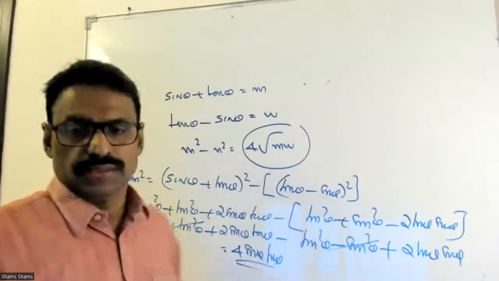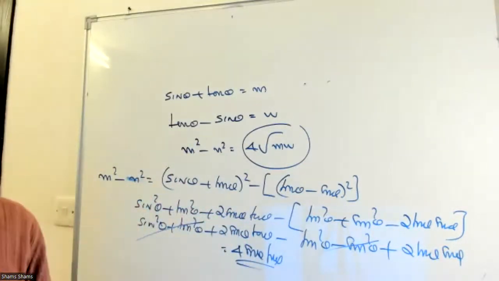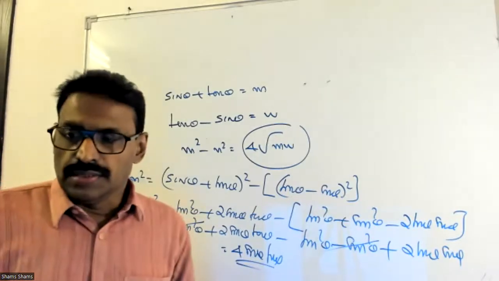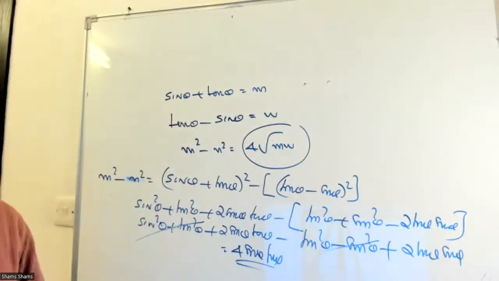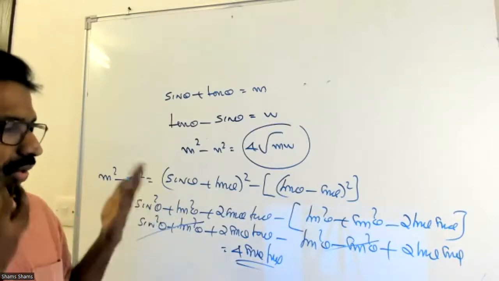Okay, who all got this? LHS is 4 tan theta sin theta. Sir, I got. Sir, I got. Okay, see, look here, very simple.